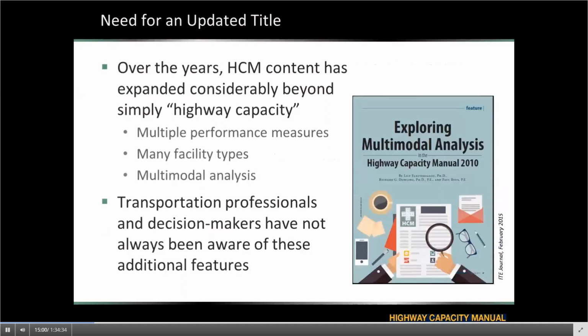In addition to the need to integrate new content into the HCM, the need for a title more descriptive of the HCM's contents was becoming apparent. The HCM's content has evolved to keep pace with the analysis needs of transportation professionals, but the basic title has stayed the same since 1950. Transportation professionals and decision makers have not always been aware of the features that have been added with each new edition.